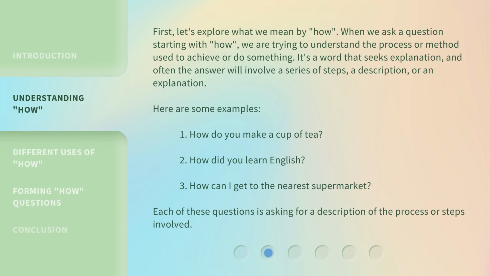First, let's explore what we mean by how. When we ask a question starting with how, we are trying to understand the process or method used to achieve or do something. It's a word that seeks explanation, and often the answer will involve a series of steps, a description, or an explanation. Here are some examples.